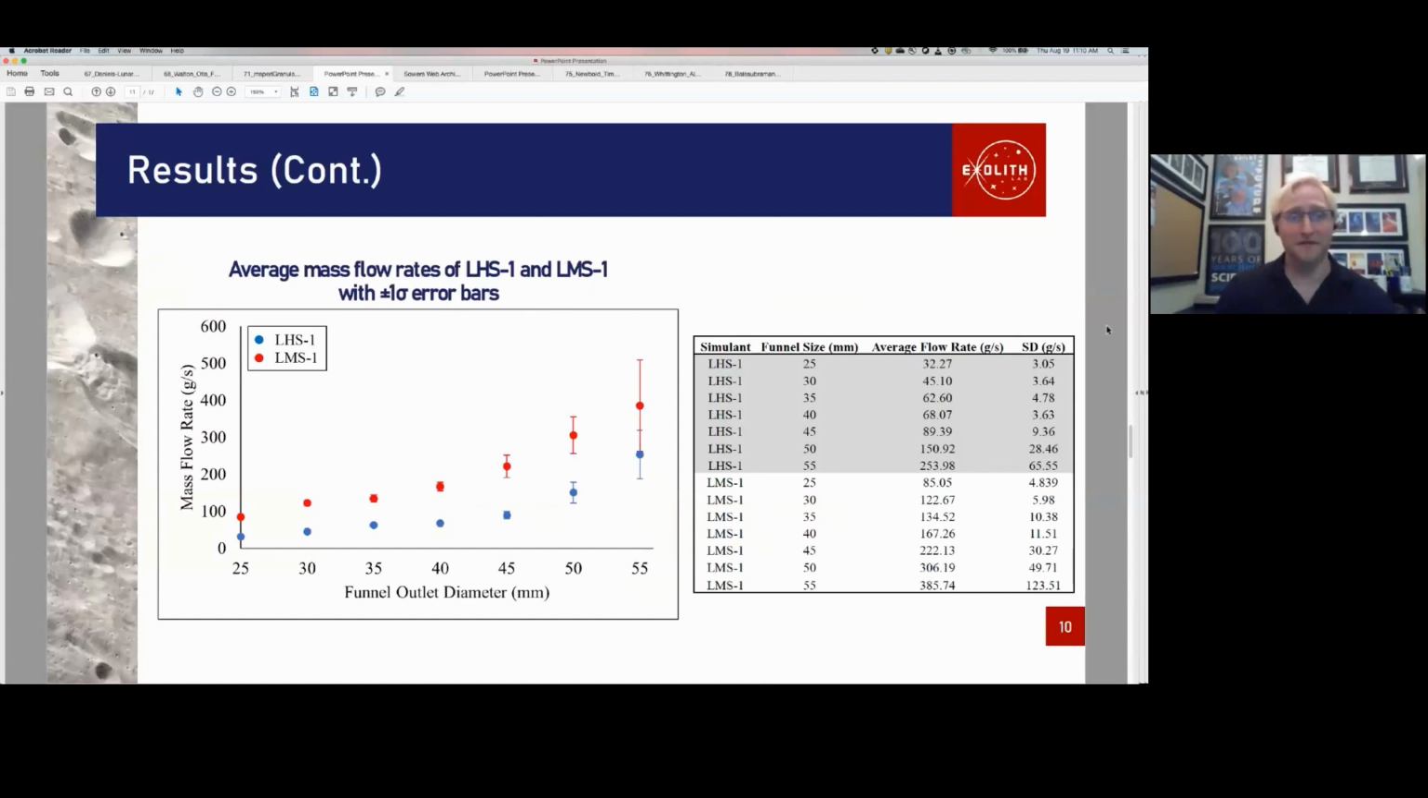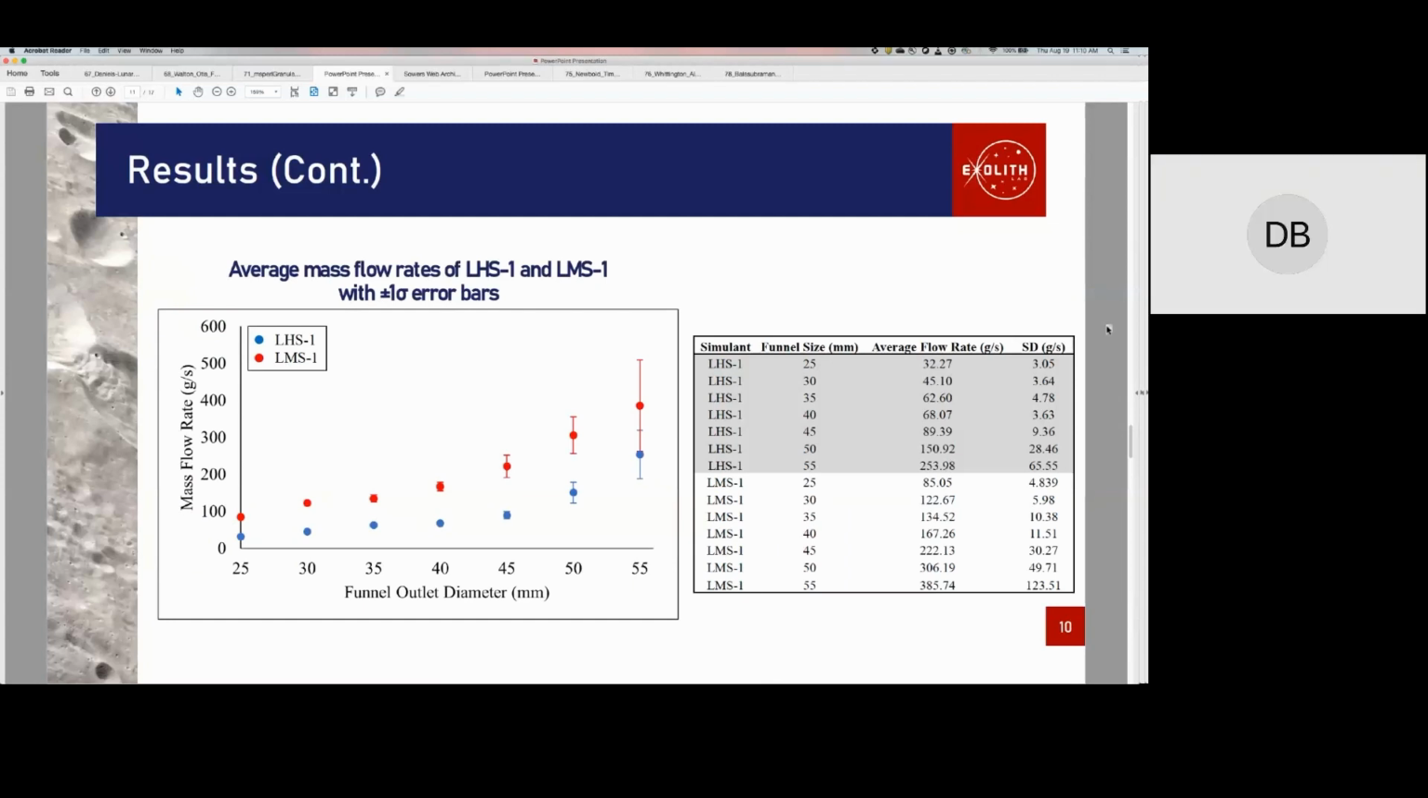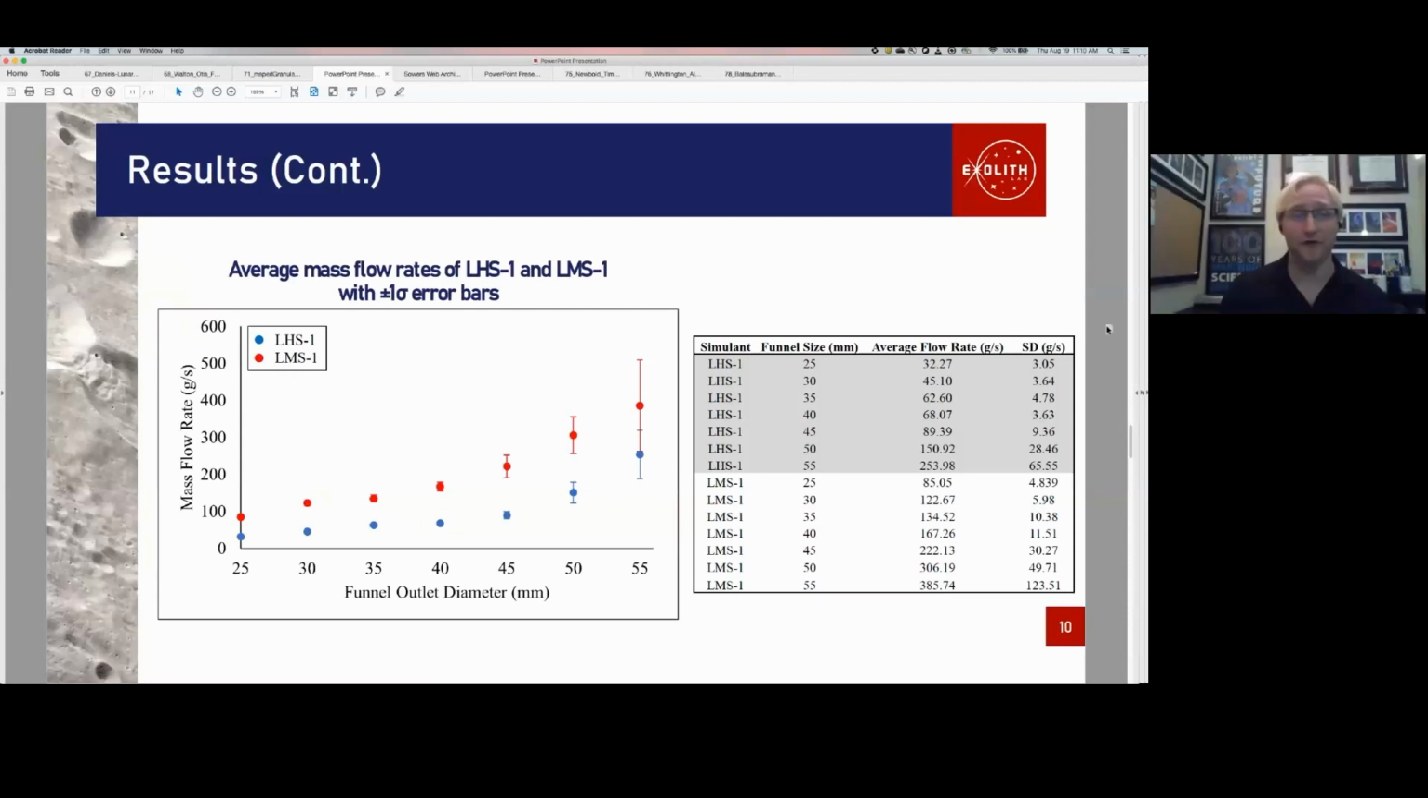So the plot on the left is a graphical summary of the table on the right. What this shows is the average of that last plot, those 5 samples for each one, averaged with plus or minus 1 sigma error bars, just for reference. Next slide, please.